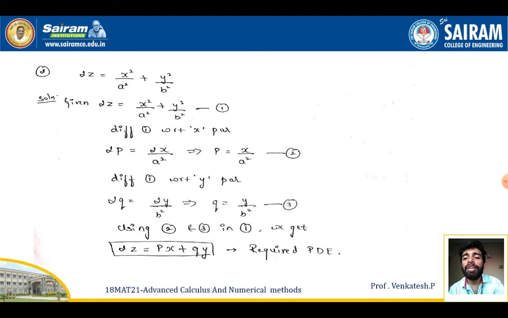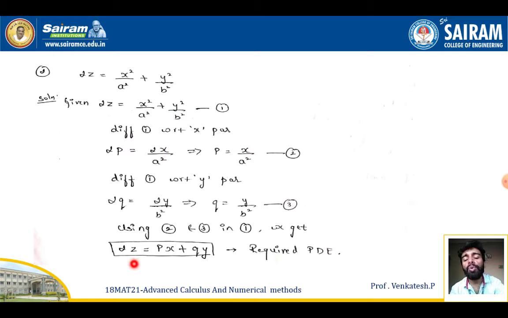So next is differentiating equation number 1 with respect to y. So z will become dou z by dou y, which is nothing but q, so I'm getting 2q here. 2q is equal to 2y by b square, and the x term will become 0. The 2 gets cancelled, and I got q is equal to y by b square. Call it equation number 3. So now replace x by a square with p in this equation, and y by b square with q in this equation, to get the partial differential equation without arbitrary constants.